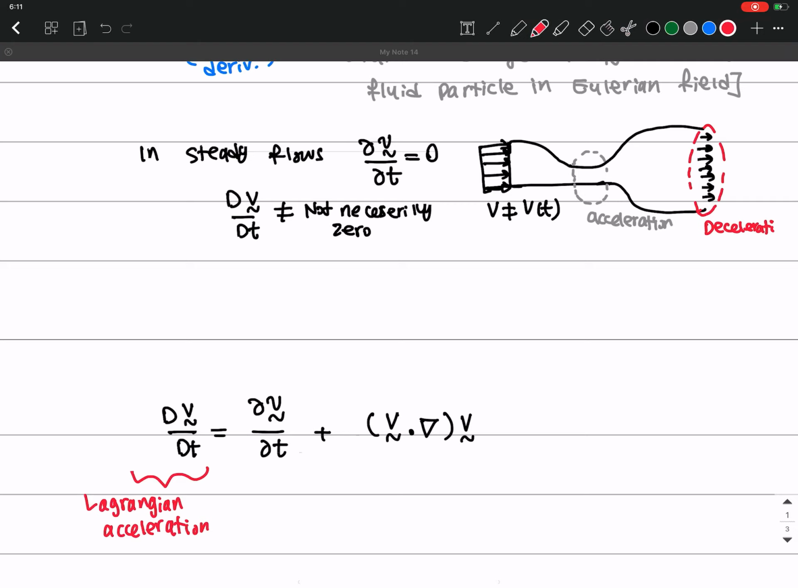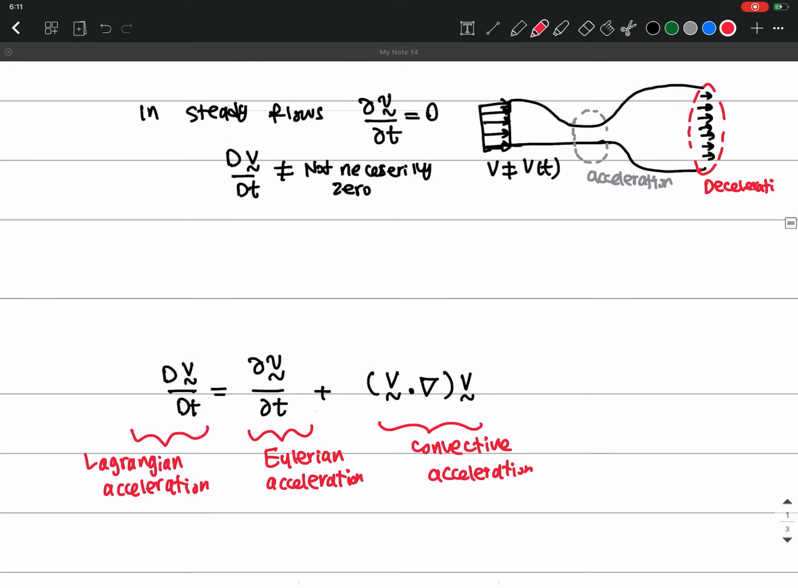And this one is Eulerian acceleration. And this one is convective acceleration. So Lagrangian acceleration means the acceleration where you are following the fluid particle.